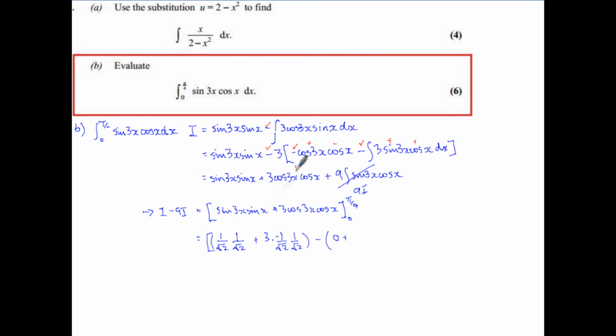And then I take away, when I put naught into sin, I get nothing. When I put naught into cos, I get 1, times 3, it's going to be 3. So I get 1 over root 2 times 1 over root 2 is a half. 3 times minus 1 over root 2 times 1 over root 2 is minus 3 halves. Take away 3, so the result of that is minus 4. So I've got minus 8I is equal to minus 4. So I is equal to a half.